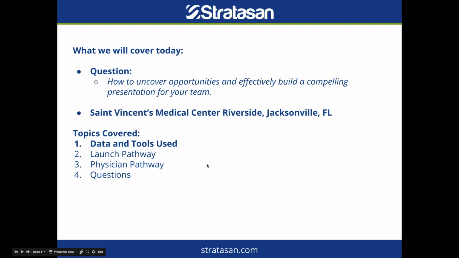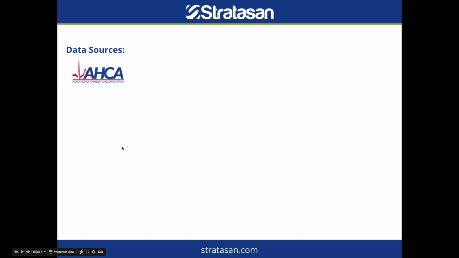So let's first jump into the data and tools used. This will be topic number 1. For today's data, we are going to be talking about AHCA data. This is the Florida Agency for Healthcare Administration. It is going to be very similar to, I see we have some folks from Mississippi, the Mississippi Hospital Association data, THA, THCIC. This is the state data set that each of you should have access to unless you're in Alabama or Arkansas, in which case we could cover this in Medicare.